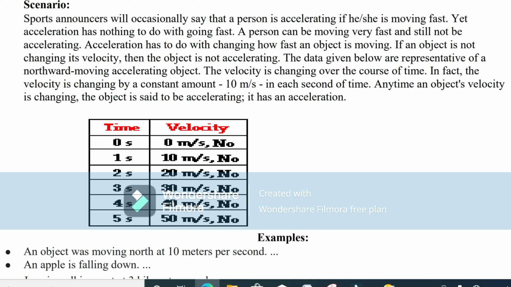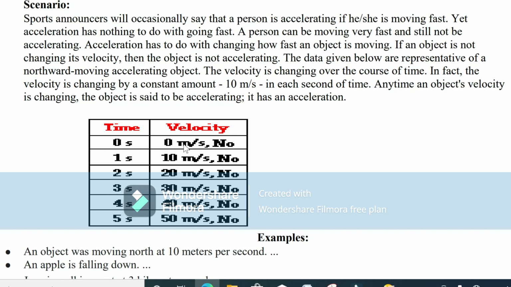Now a scenario has been discussed in this handout: a sports announcer will occasionally say that a person is accelerating if he or she is moving fast. For this scenario, we have a table here. At time 0 seconds, velocity is 0 meter per second. Is there any acceleration? No, because the velocity is not changing, and neither do we have any time elapsed. Then for the first 1 second, we have a velocity of 10 meter per second. Then at 2 seconds, we have 20 meter per second. Then at 3 seconds, 30 meter per second.